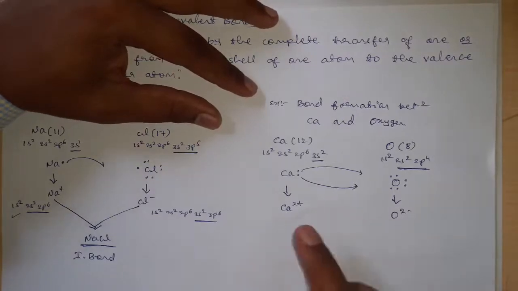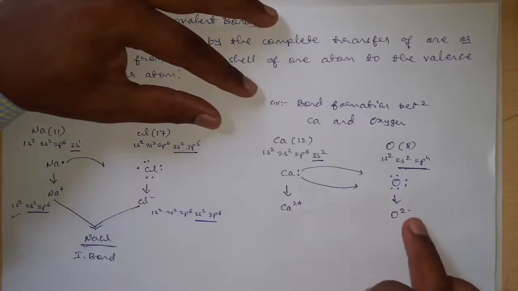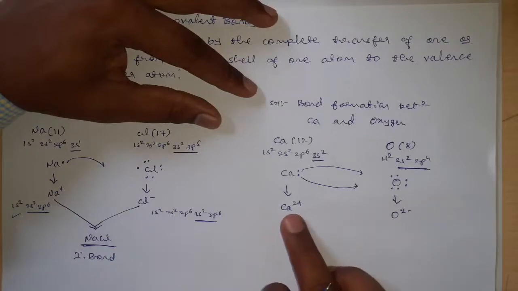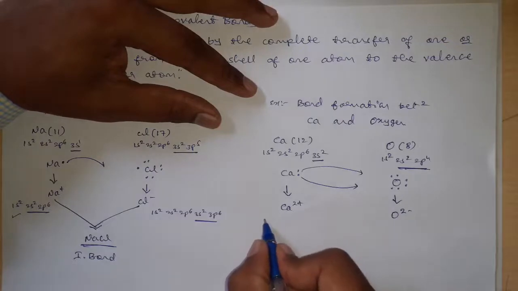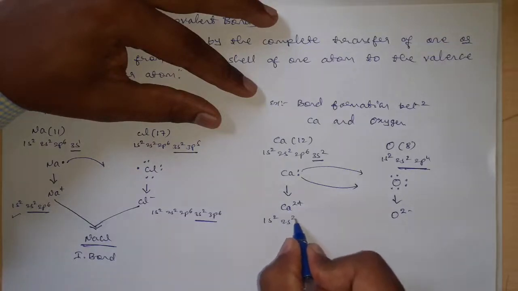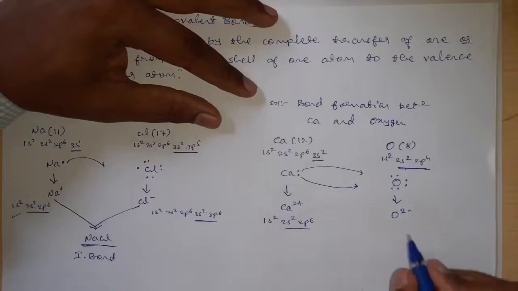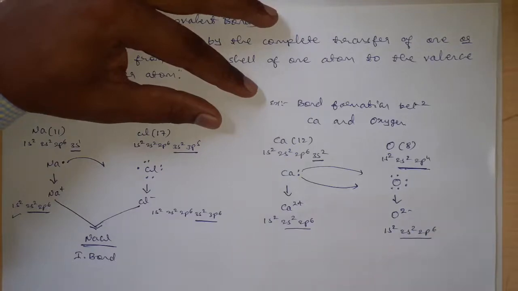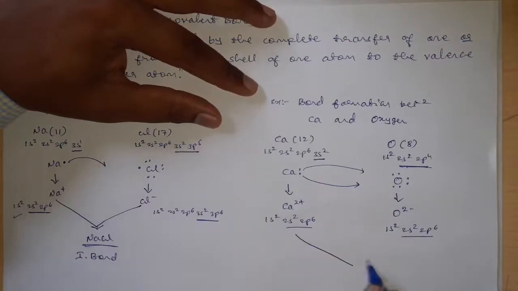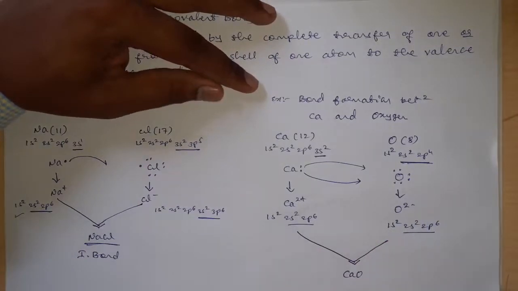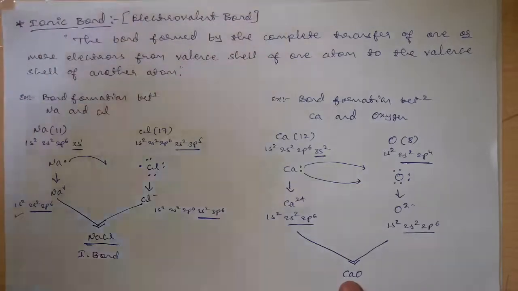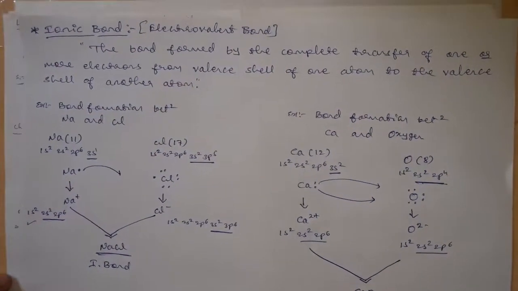After the loss of 2 electrons and the gain of 2 electrons, these ions will have the electronic configuration of this type. Complete octet is there, 1s2, 2s2, 2p6. Then an electrostatic force of attraction will exist between these 2 oppositely charged ions, which results in the formation of calcium oxide. This is one more example of the ionic bond.